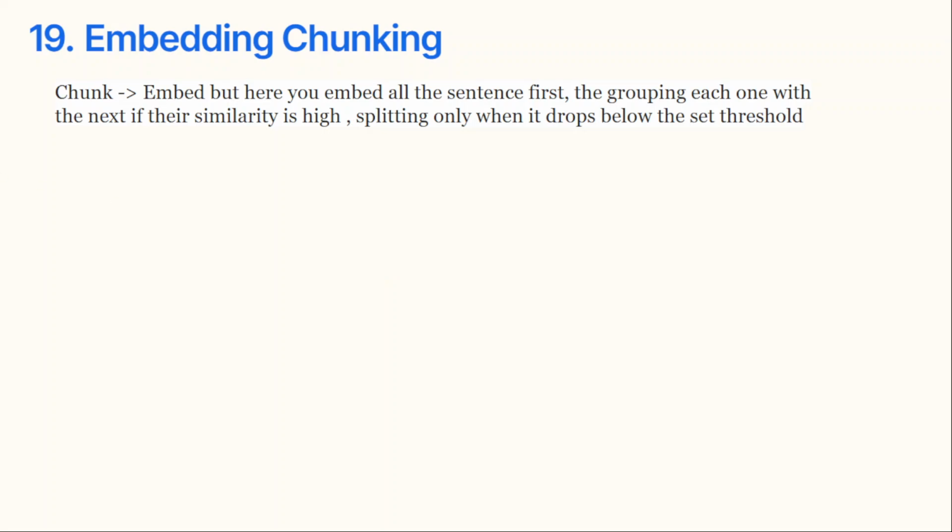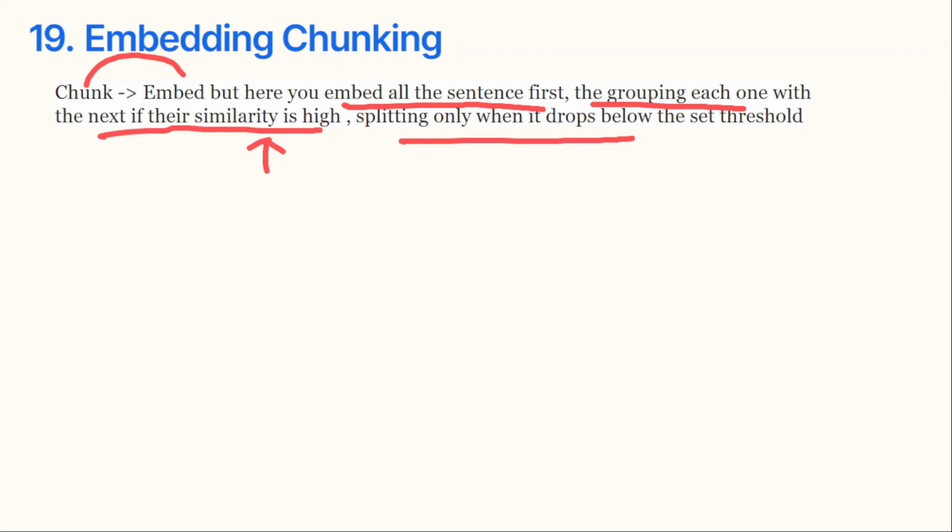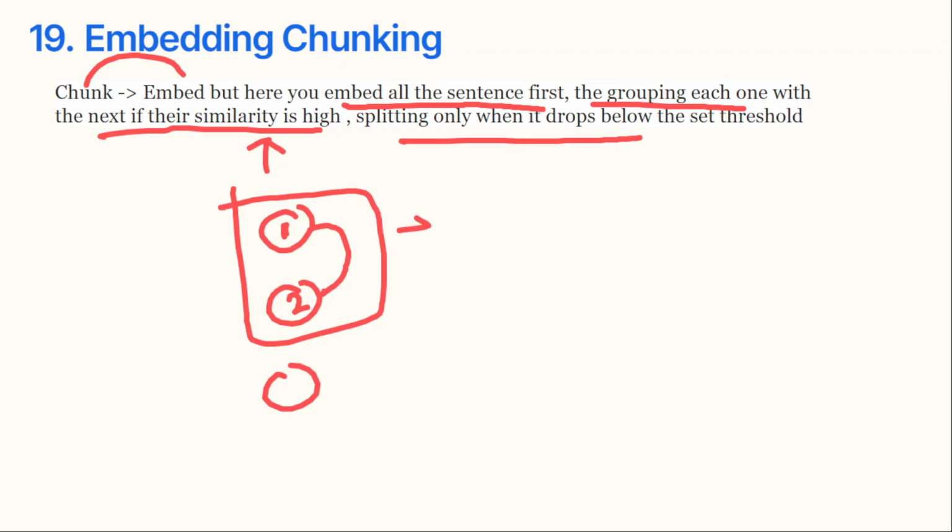Correct. Next is embedding chunking. I think I already covered semantic chunking, but here we are converting chunks to embeddings. You embed all sentences first, then group each one with the next if their similarity is high, and split only when it drops below the set threshold. In semantic chunking we are just dividing into similar parts, but here we embed the chunks, and if chunk 1 and chunk 2 are similar, we group them into one chunk.